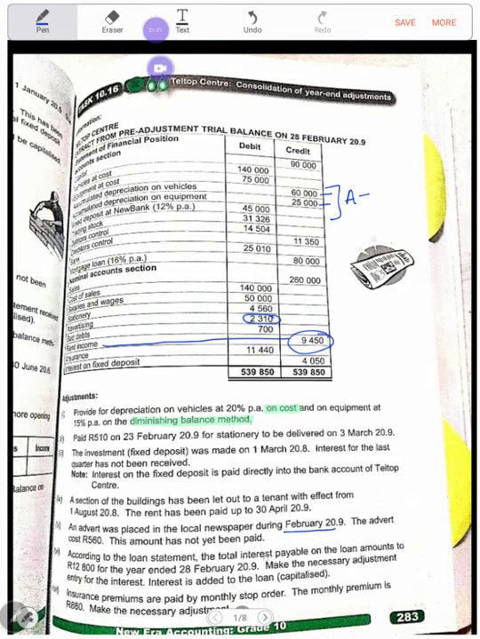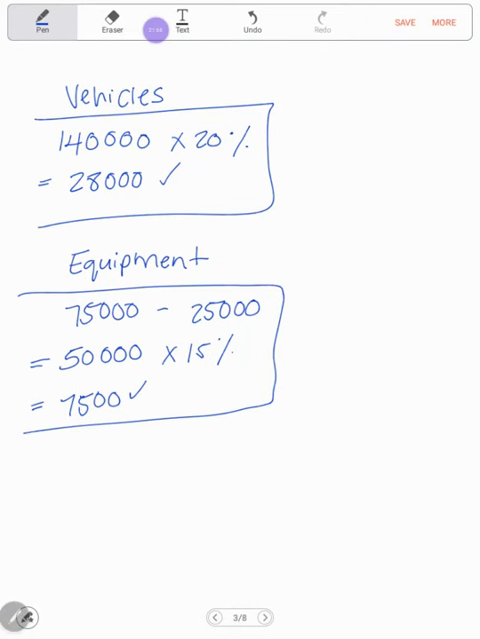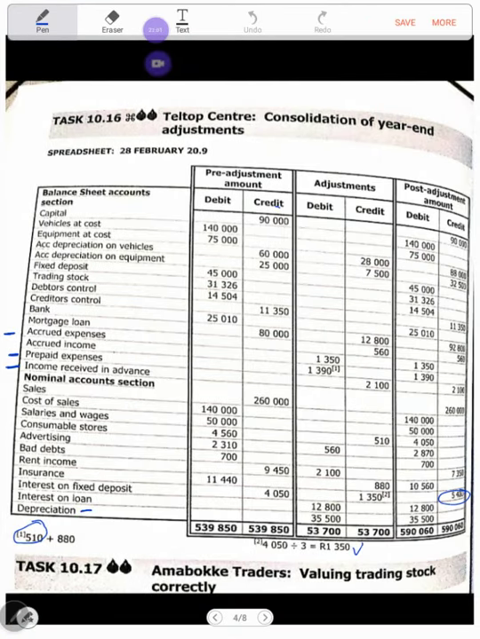According to the loan statement, the total interest payable on the loan amounts to 12,800. They have given that to us. Make the necessary adjustments, and they told us that interest is added to the loan. It's capitalized. Okay, if it was not capitalized, it would have been paid out directly into the business's bank account. But the interest, well, we would have paid it directly to the bank that loaned us money. But instead of doing that, they add it onto our loan. So the 12,800, remember, a loan is a liability, and liability falls under the balance sheet section.